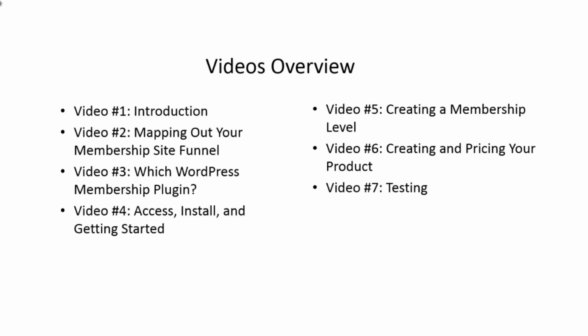And of course, in video number 6, we'll talk about creating products and of course, pricing your products within the WooCommerce store. In other words, you're going to be able to connect the memberships into an actual product. So if somebody buys that product, they can get access to that specific membership level. And of course, last but not least, video number 7, we'll talk about testing. How do you go about making sure that you have everything correct, it's going to work, and you've spent all that time and it actually works?